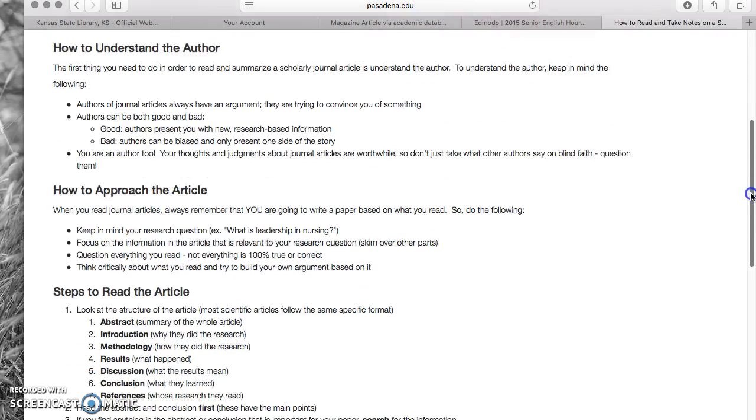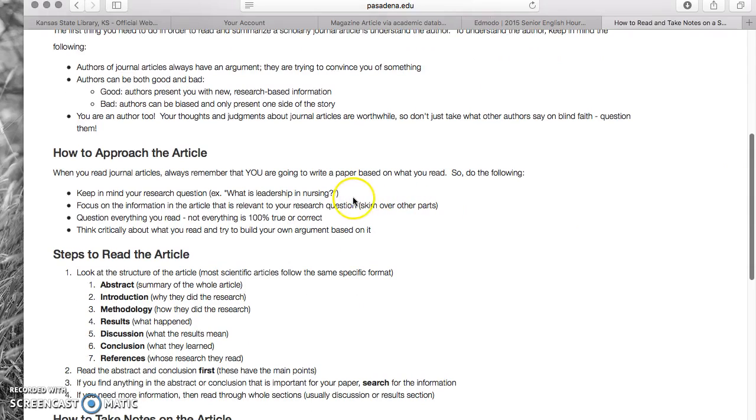One thing, not only with your academic journals, but just with your research in general. Remember, always keep in mind your research question, okay? The research question that you developed for me this past week, all right? Keep that in mind. So while you are researching and while you're reading through that particular academic journal, you can find information that goes along with your research question and in turn start to develop some of your main points.